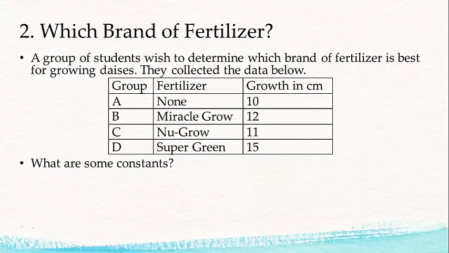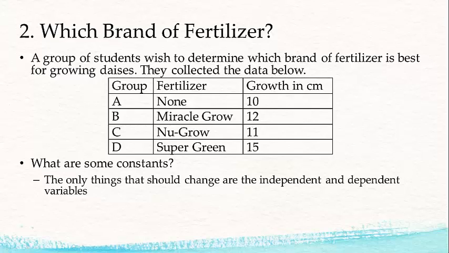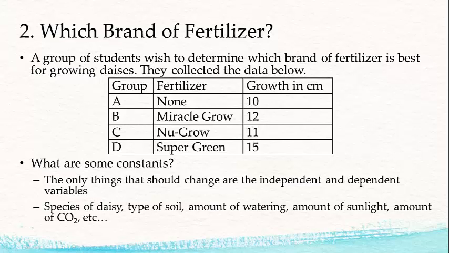And what are some constants? So in an experiment, you want to change your independent variable and measure your dependent variable. So those are the only things that should change. Everything else needs to be constant. So we need to use the same species of daisy for group A, B, C, and D, the same type of soil, the same amount of water, same amount of sunlight, same amount of carbon dioxide. All of these things need to be kept constant.